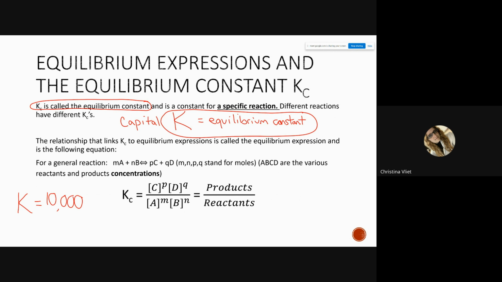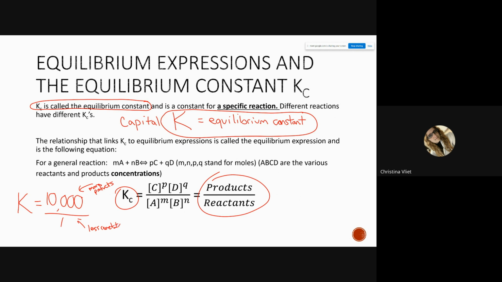If I see the number 10,000, what does that tell me about the relative amounts of my products versus my reactants? This is what Kc is. There's 10,000 times more products than reactants. There's an invisible one here, right? So what the equilibrium constant will communicate to you is whether there's more products or more reactants at equilibrium in a chemical reaction. So a number like this means that there are way more products than reactants. So just to give you an idea of what that means.